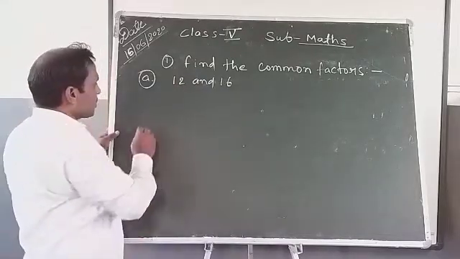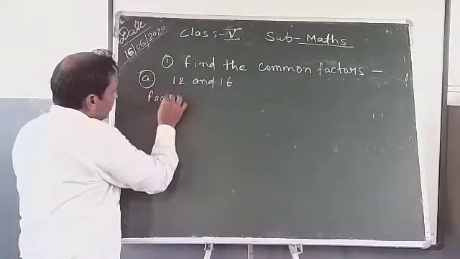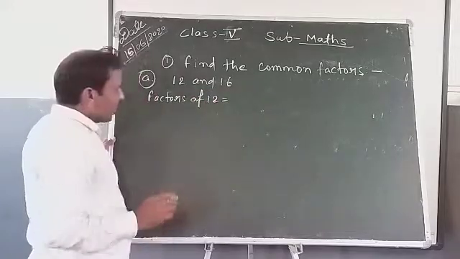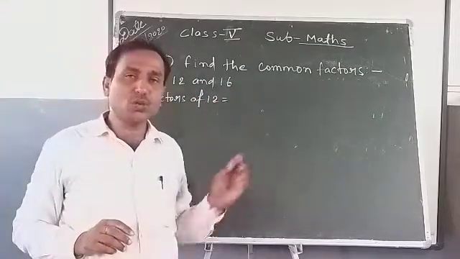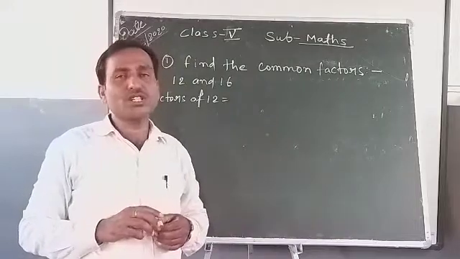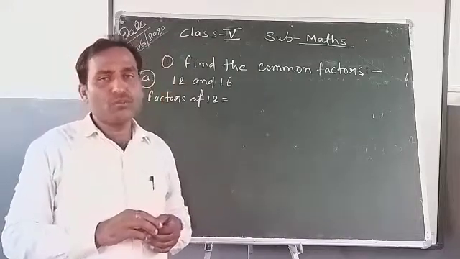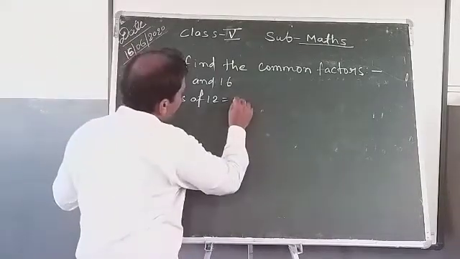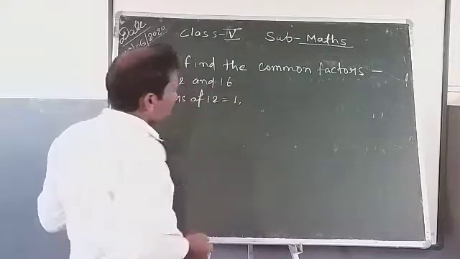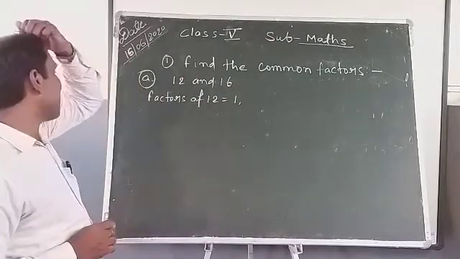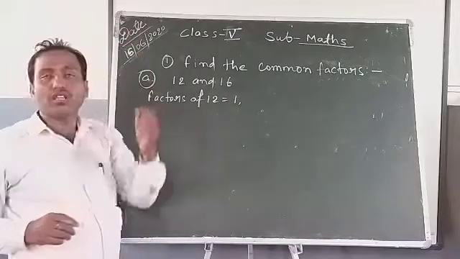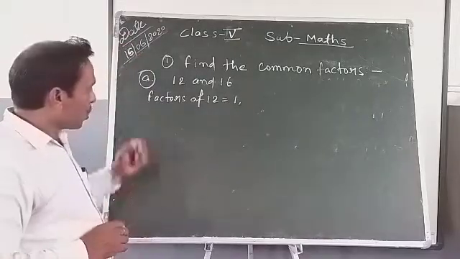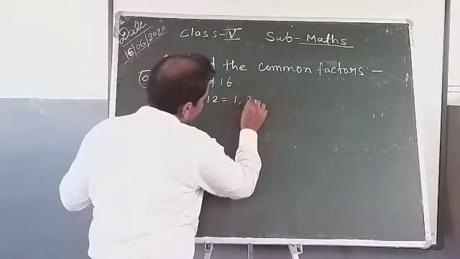So first I write the factors of 12. Factors of 12 equal to: the numbers by which 12 is divisible. You know students, 1 divides every number, so I first write 1, because 1 divides 12. Next I check which number divides 12, that is 2, because in the table of 2, 12 is also coming. So I also write 2.